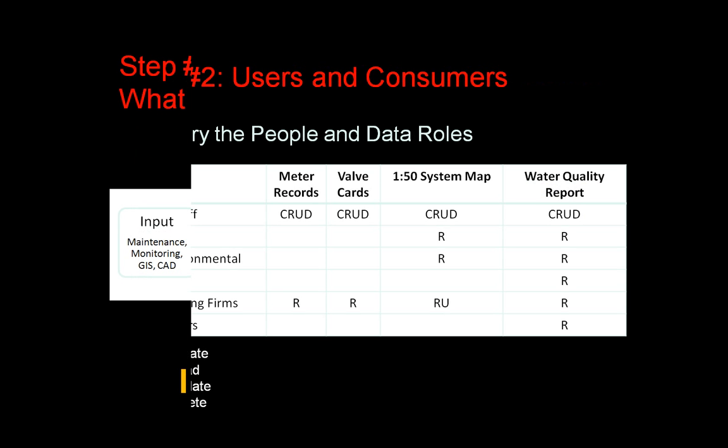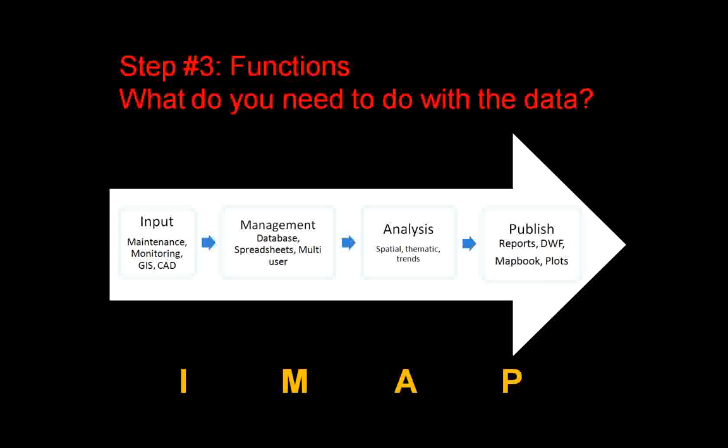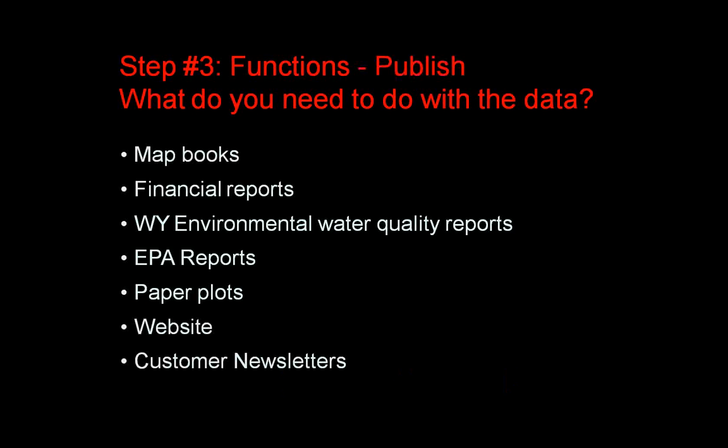So step number 3 then is to go through the functions. What do you do with this data? An easy way of looking at it is input, management, analysis, and publish. We refer to that as IMAP. So it's an easy way of going through and saying, who does all those different job functions? What do you need to do with that data? What do you have to publish? For example, map books, EPA reports, paper plots, customer newsletters. Where does all that data need to go to?